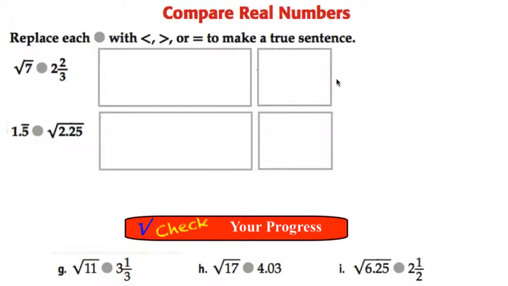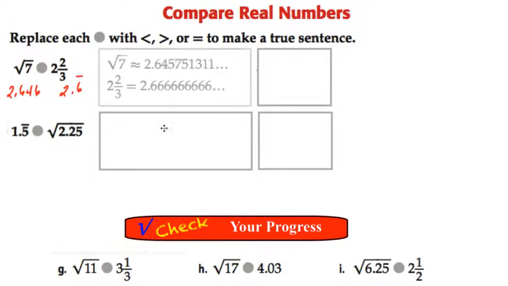Comparing real numbers. We want to replace the little gray dot with either a less than, a greater than, or an equal to sign so that we get a true statement. Well, what is the value for the square root of 7? Well, we said that was equal to 2.646, I guess I'll call it. And 2 2/3 is 2.6 repeating.